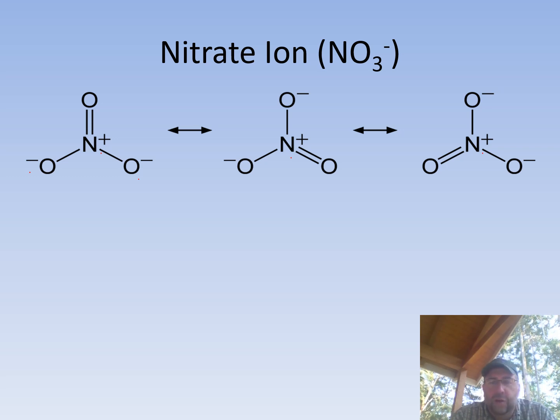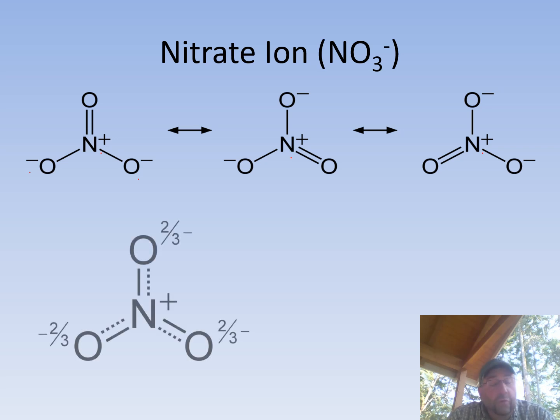All right, let's see what you got. So this is what it should look like overall. We're going to take that double bond and split it among the 3 oxygens, so we're going to draw these dashed lines in between. The nitrogen remains +1 in all 3 scenarios, so its average charge is +1.